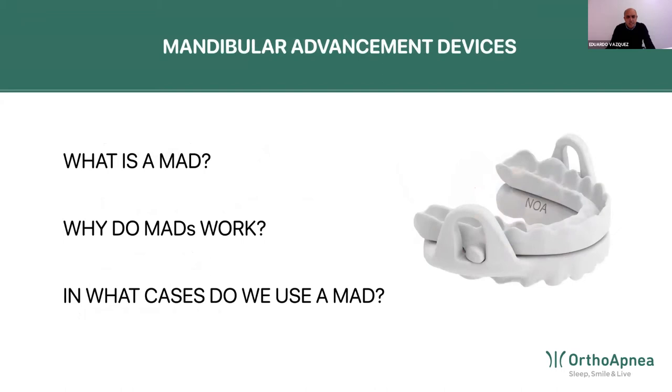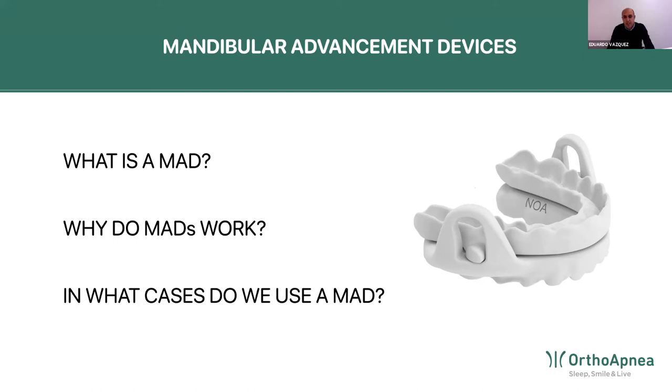What is a MAD? All of you know what a MAD is. A MAD is a device that is fabricated in one or two pieces, basically, that has the mission of opening the airway of patients for the treatment of snoring and obstructive sleep apnea. The efficacy of MADs is basically based on the modification of the position of the mandible. The mandible is placed in a protrusive position in order to open the airway of patients.